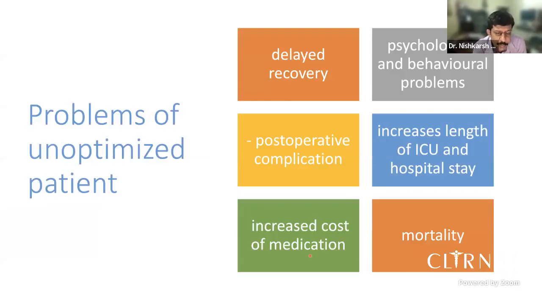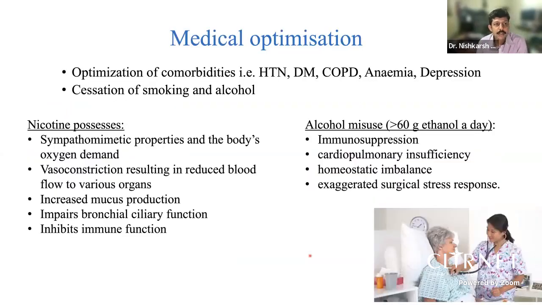Now coming to medical optimization. The problems of an unoptimized patient are delayed recovery and problems with psychology and behavior. They can be increased post-operative complications, increased hospital and ICU stay, and overall increased cost and mortality. So all these things are risk factors of an unoptimized patient. Optimization for hypertension, diabetes, COPD, anemia, and many other diseases is important. And cessation of smoking and alcohol are easy things to do. Believe me, the perioperative period is the best time to counsel them, and they're likely to stop if counseled in time.